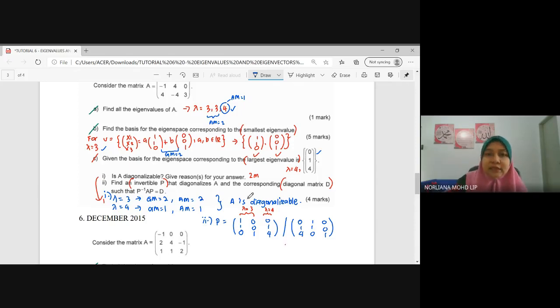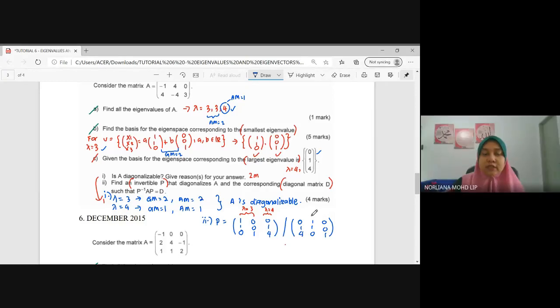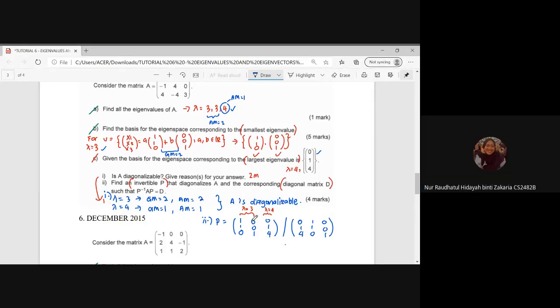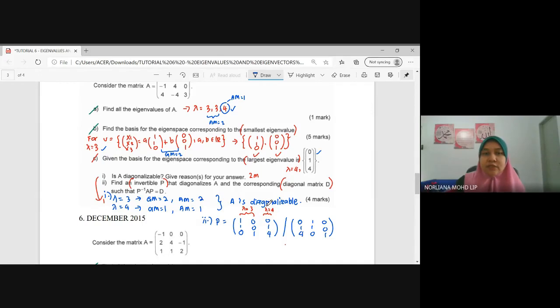And then, okay, ni ada soalan tak? Matrix P ni. Ada soalan tak matrix P? Faham tak? Apa dia? Matrix P. Ada soalan? Tak ada. Boleh faham semua? Ya. Boleh, madam.